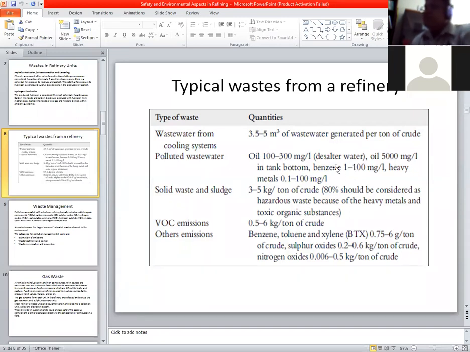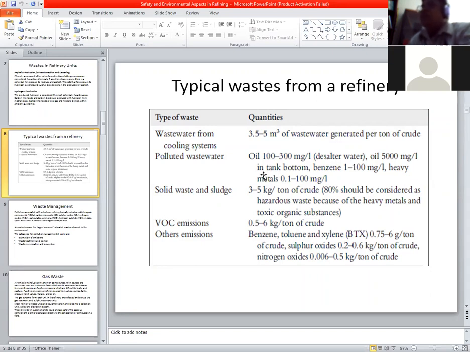Benzene also, it is a carcinogen, but it may be contained in the wastewater, around 1 to 100 milligram per liter. Solid waste, a huge amount of solid waste, 3 to 5 kg per ton. VOC, as I told, VOC, that is the volatile organic compounds. Volatile organic compounds also are huge emissions, from 0.5 to 6 kg per ton, higher than solid waste.